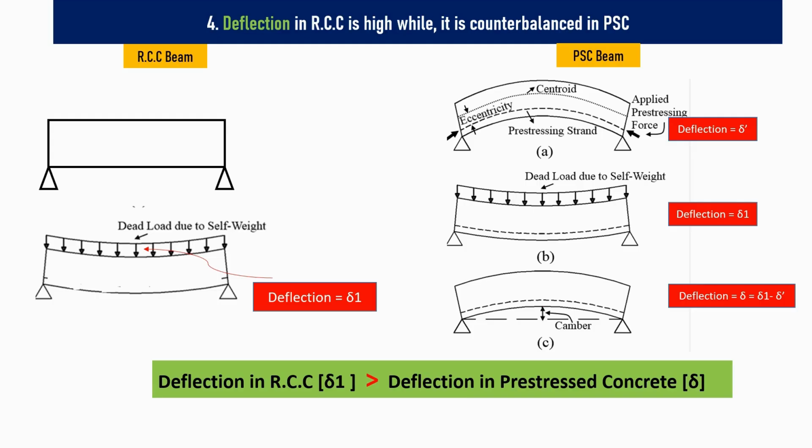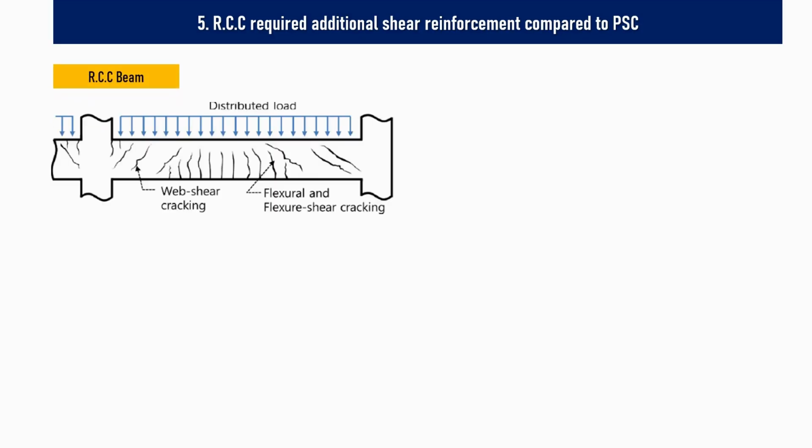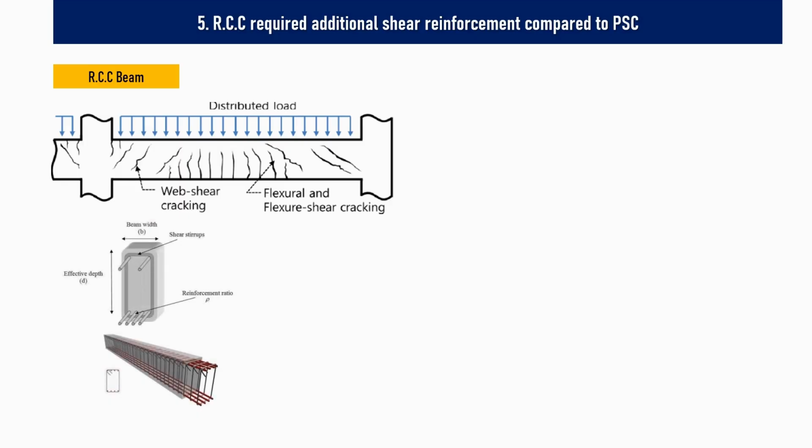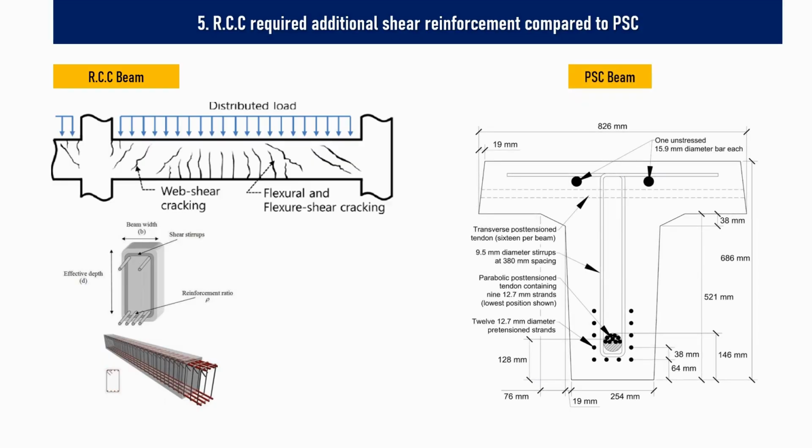That means the net deflection is significantly reduced, and in some cases, the member may even show upward camber initially due to pre-stressing. 5. RCC requires additional shear reinforcement compared to PSC. Before we compare, let's quickly recall what each type means. Reinforced cement concrete, or RCC, uses steel bars embedded in concrete to take care of tension and shear forces. On the other hand, prestressed concrete, or PSC, is designed with pre-applied compressive stresses so that the concrete can resist both tension and shear more effectively even before external loads act on it.